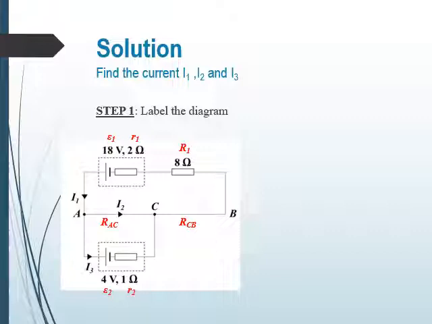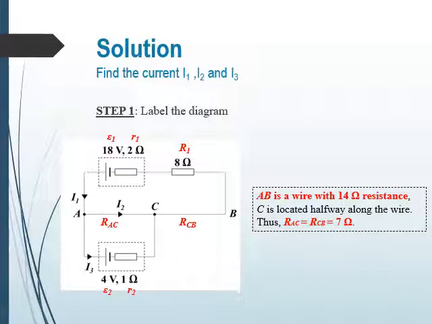I'm going to split it into RAC and RCB. Now, if RAB is equal to 14 ohm, then how about RAC and RCB? You are given that C is located halfway along the wire. Therefore, RAC should be equal to RCB, and both of them are equal to 7 ohm. Now that we have a labelled diagram, let us proceed to step 2.